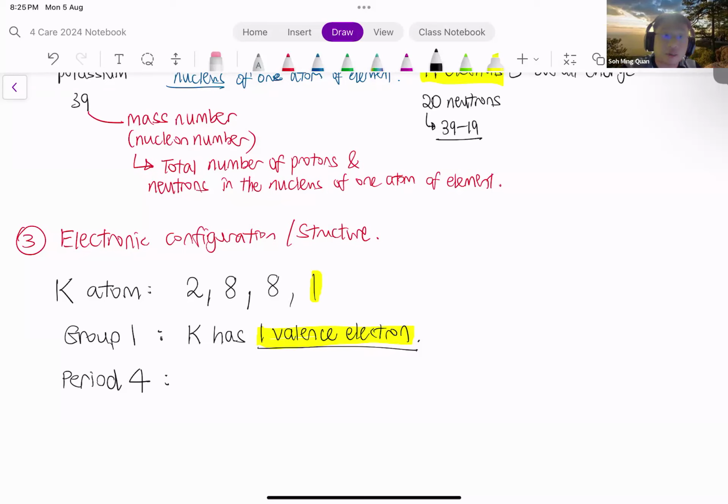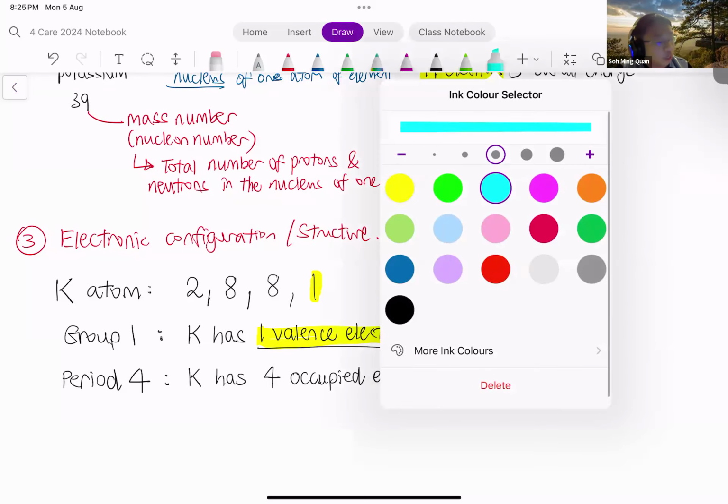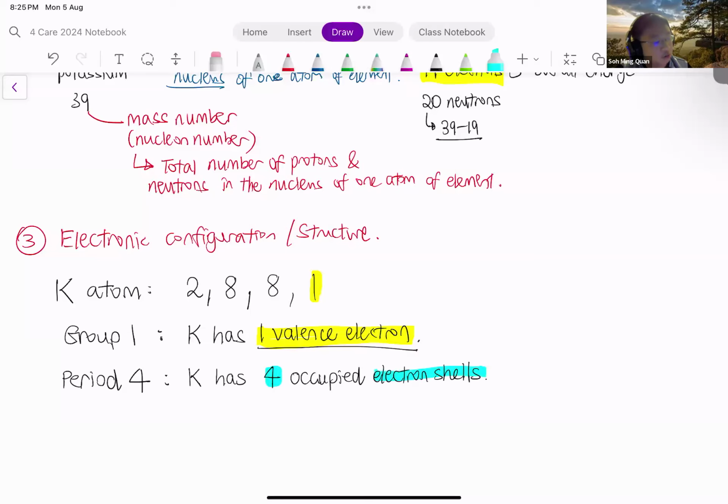So what's for period? To work out the period number, we look at the number of electron shells that contain electrons. Potassium has 4 occupied electron shells. So I'm actually looking at the number of electron shells, which you can tell: first shell, second shell, third shell, fourth shell. Because it has 4 occupied electron shells, therefore, potassium is found in period 4.